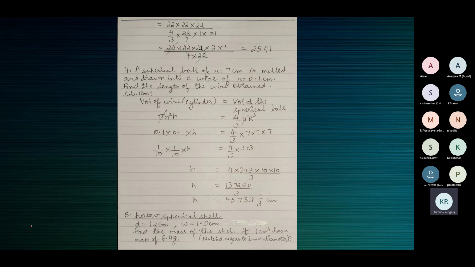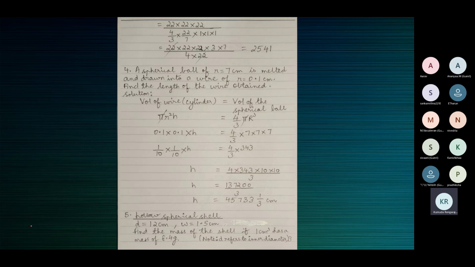The details are regarding a hollow spherical shell, like a coconut. Small d, the internal diameter, is 12 centimeters. W, the thickness of the wall, is 1.5 centimeters. Given this, you need to find the mass of the shell if 1 centimeter cube has a mass of 8.4 grams. 1 centimeter cube is volume, 8.4 grams. 2 centimeter cube, 2 into 8.4. 3 centimeter cube. So what is a centimeter cube? The volume. If the volume is 1 centimeter cube, then the mass will be 8.4 grams.